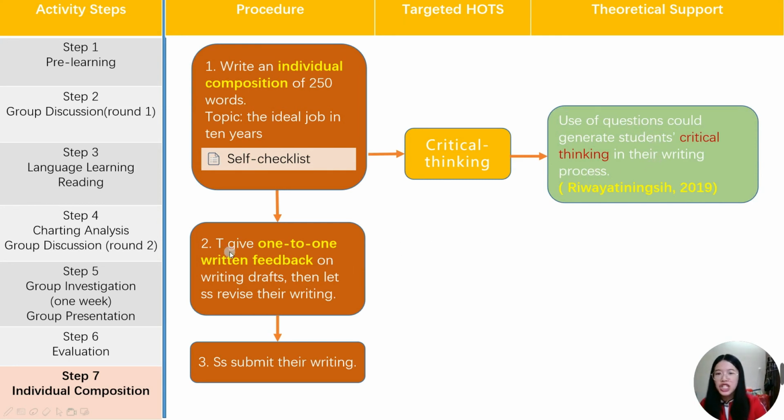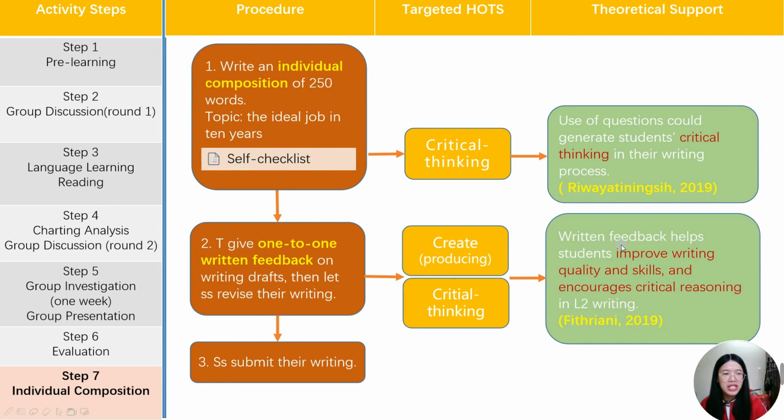And then, the teacher will also give one-to-one written feedback on writing drafts. Studies show that written feedback can help students improve writing quality and skills and encourage critical reasoning in second language writing. So, we believe that by comparing students' drafts before and after revision with the help of the teacher, we can surely see the students' improvement in their higher order thinking, like producing and critical thinking skills.